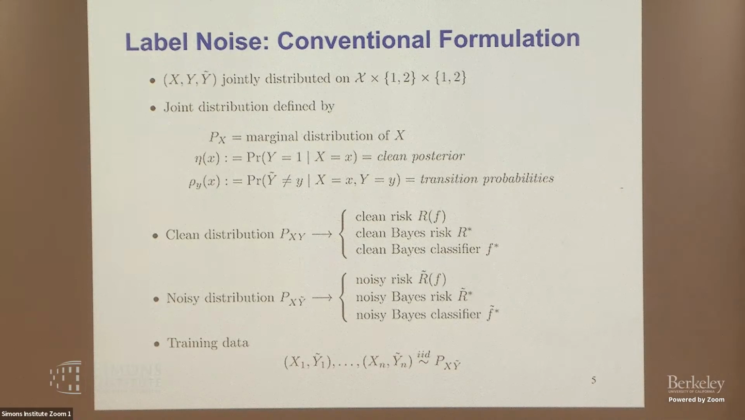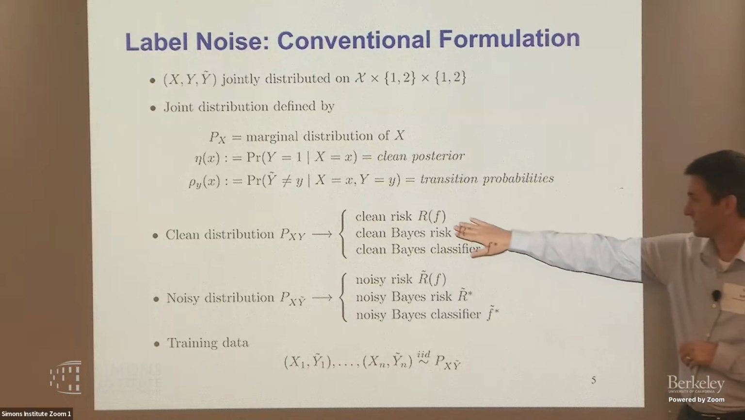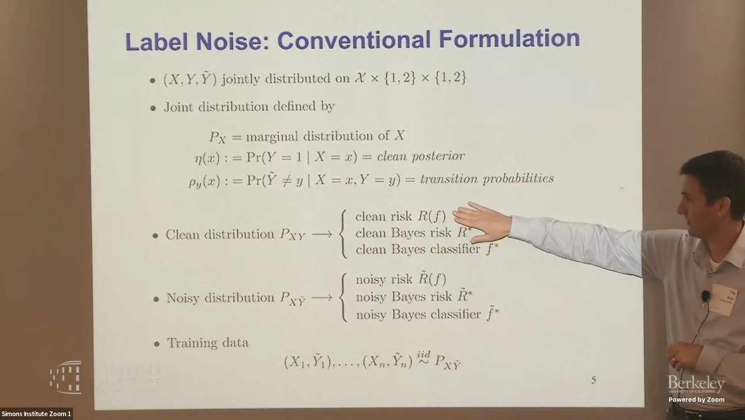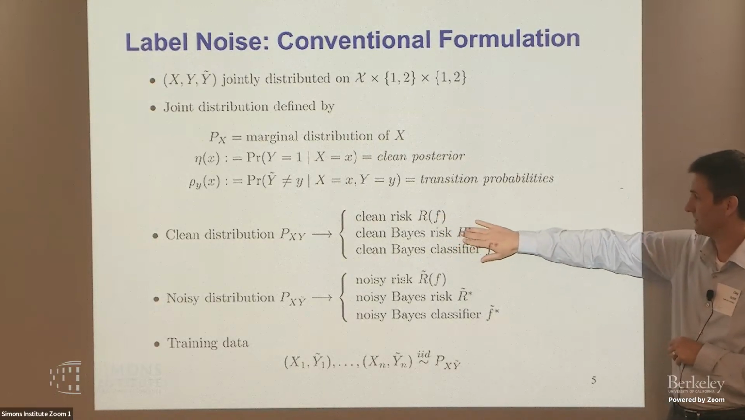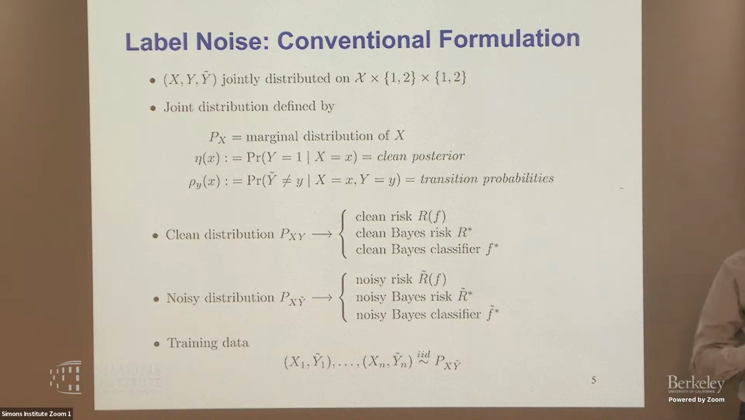From this joint distribution, you can look at the xy marginal, and that just defines a classification problem, just like in the previous slide. That associated risk I'll call the clean risk, and then you've got the clean Bayes risk and the clean Bayes classifier. So that's basically the standard learning setting.